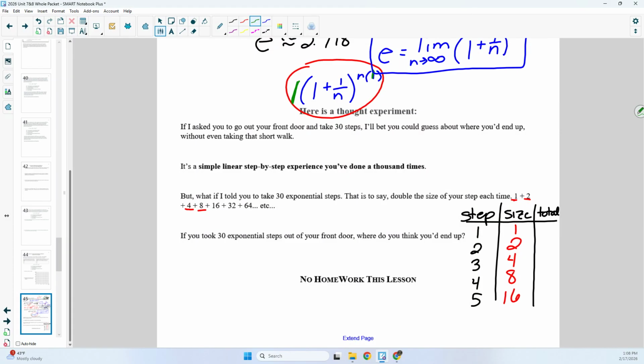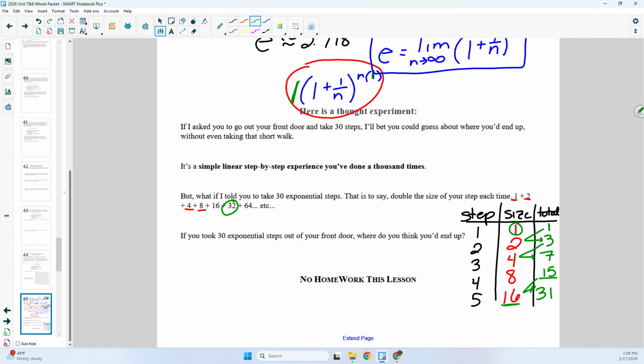So if I add up how far I've gone, after my first step I've gone 1. After my second step, 1 plus 2 is 3. After my third step, the 3 I've done plus the 4 is 7. And hopefully, let's just do one more. 7 plus 8 is 15. Do you see how your total is 1 smaller than the size of your next step? And that would continue. The next total would be 31, right, when I added it on, and then the next step would be 32.